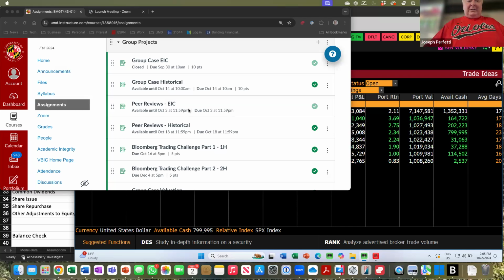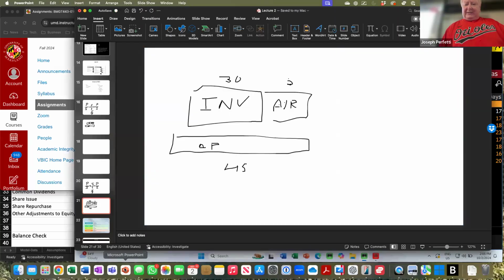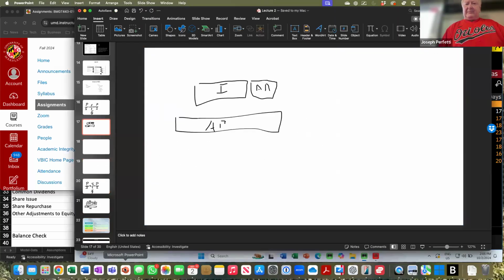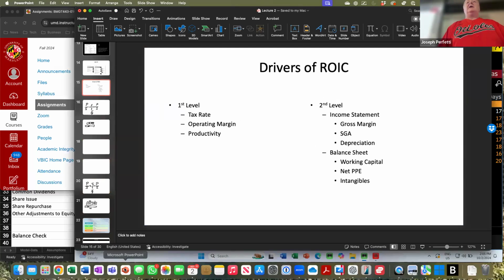All right, so back to our lecture note from last week. Let's go back to the ROIC tree. So we're about to look at 5 historical years of return on invested capital and why it's changing. And there'll be 2 levels of analysis we'll do. One, the first level, tax rate, margin, productivity, and then the second level, drivers of the income statement and the balance sheet.